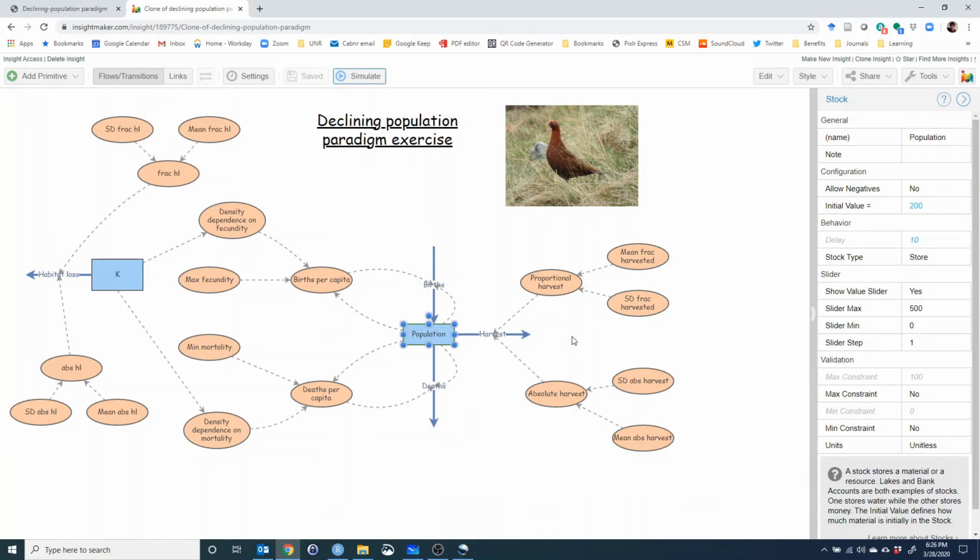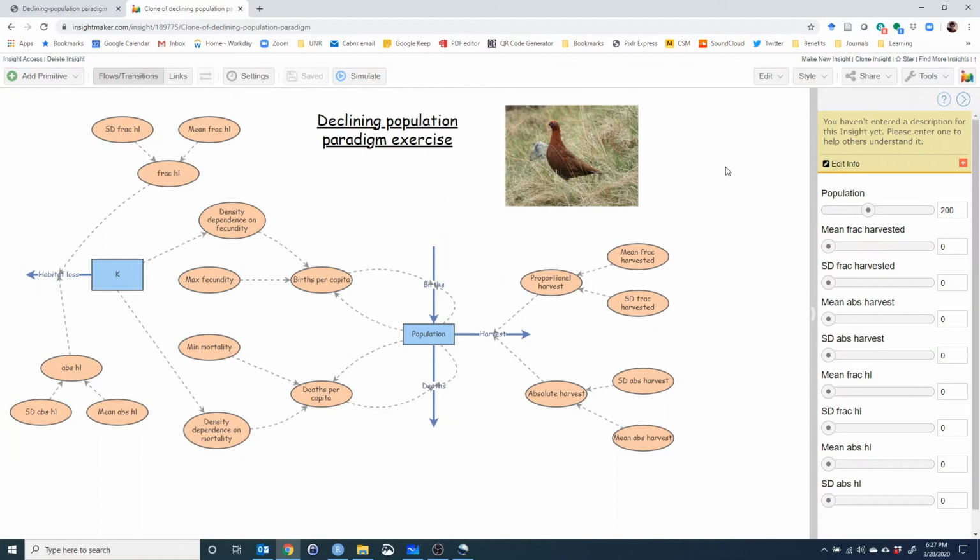And let's set our harvest as a fractional harvest. So 10% of our population will be harvested every year under this model. So 10%, we can just move the mean fraction harvested to 0.1. That should be a period, 0.1. And we can see what that looks like.